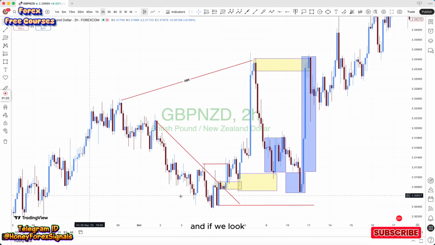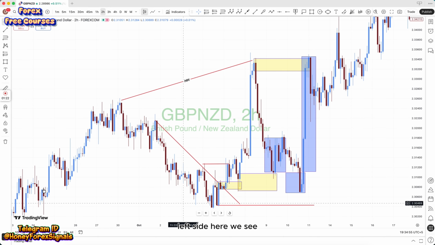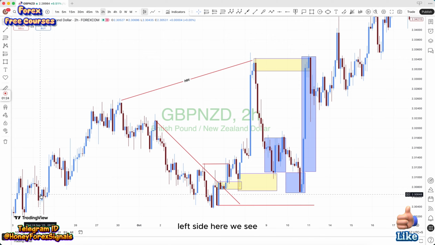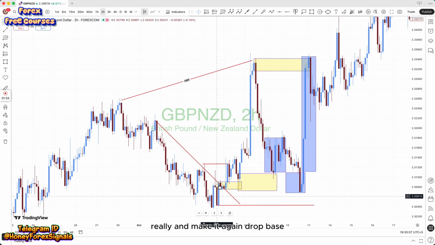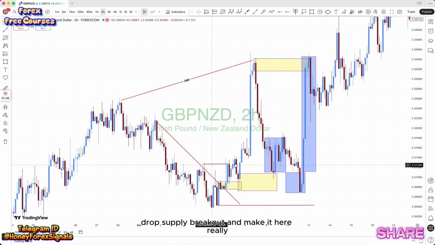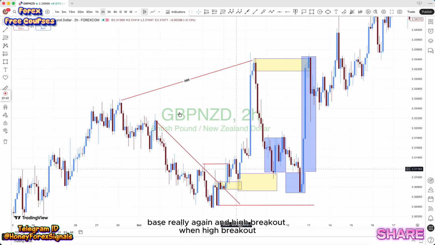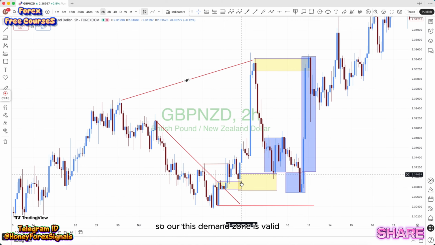And if we look at the left side here, we see rally base rally, and the same market respects this rally base rally and makes a drop base drop again. The drop supply breaks out and makes a rally base rally again and a high breakout. When the high breaks out, this demand zone is valid.